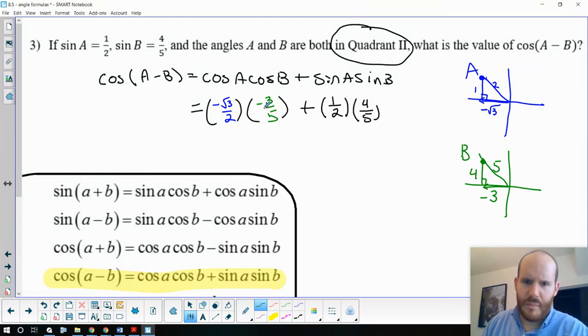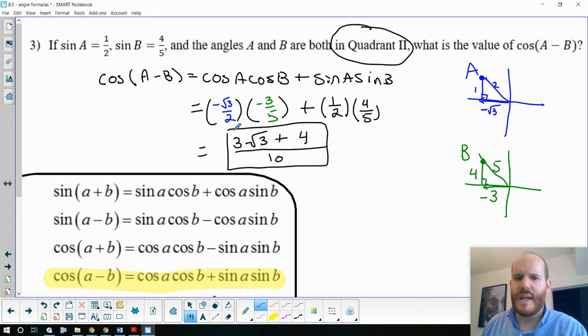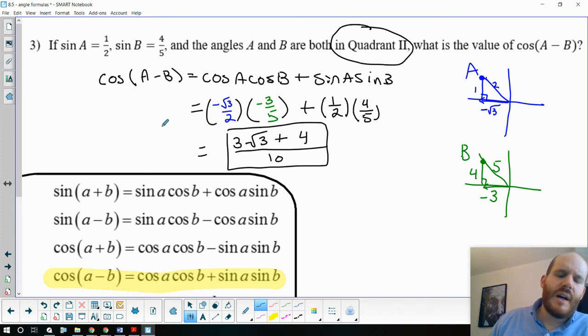Okay, so now I have all the numbers. Now I just have to do some arithmetic and combine them. The two negatives will become a positive, and I'll get 3 root 3 over 10. I notice that in my second quantity, I also have 2 times 5, which will also give me over 10. So these will already have a common denominator. So I'll write them as a single fraction, and the numerators here would be 1 times 4. So I wind up with 3 root 3 plus 4 over 10 as my exact value of cosine of the difference of those two angles.